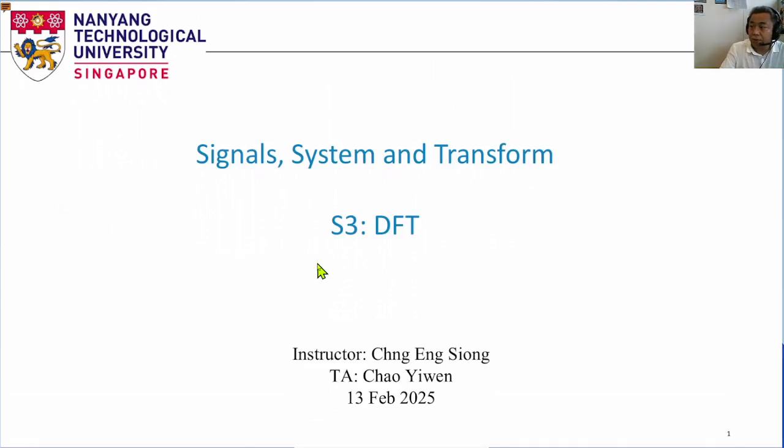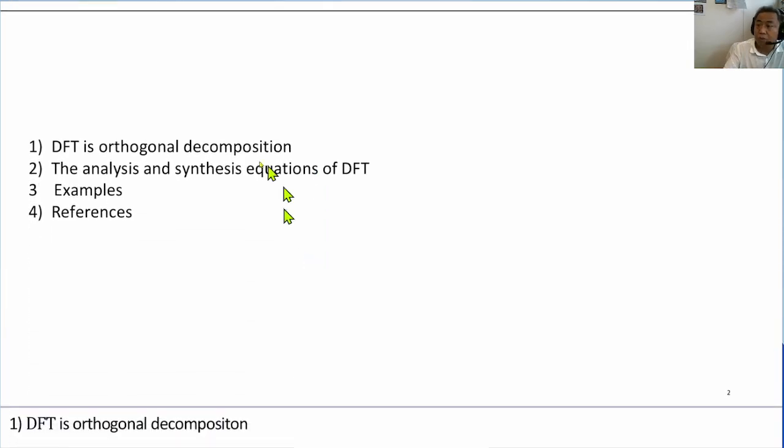This is section 3, DFT of signal systems and transform for Fourier transform. In this lecture, we'll discuss DFT from a linear algebra perspective. We'll show that DFT is an orthogonal decomposition, and we'll analyze the analysis and synthesis equations of the DFT in matrix vector product form.